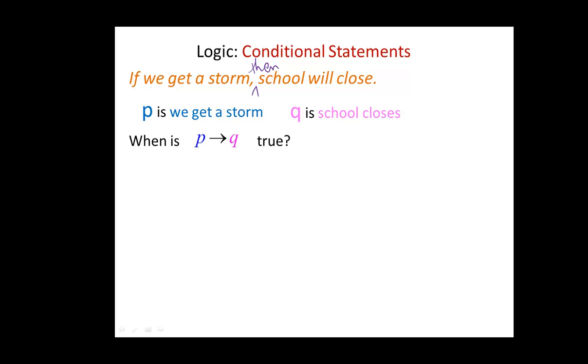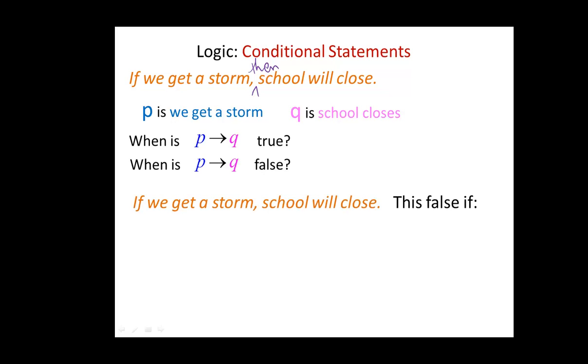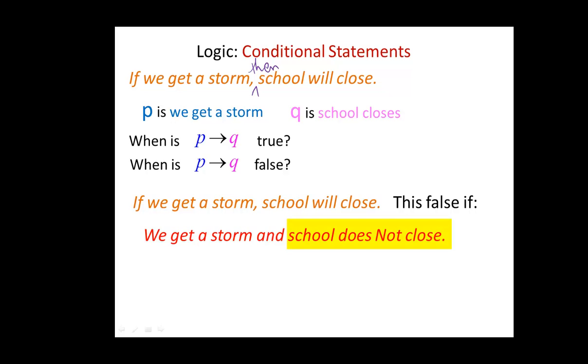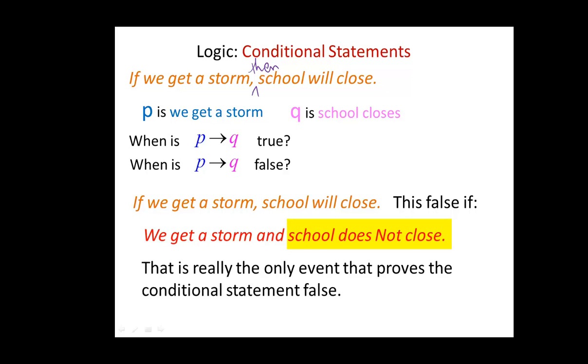Now, when is this implication true? It turns out it's actually easier to decide when it's false. Let's think about what circumstances would make it false. The statement is, if we get a storm, school will close. If that was a lie, let's say somebody told you that, and you said, no, that is a lie, what would have to happen to prove that it was false? We would have to get a storm, and school doesn't close. That would make the statement false. That's really the only event that actually proves the conditional statement false.